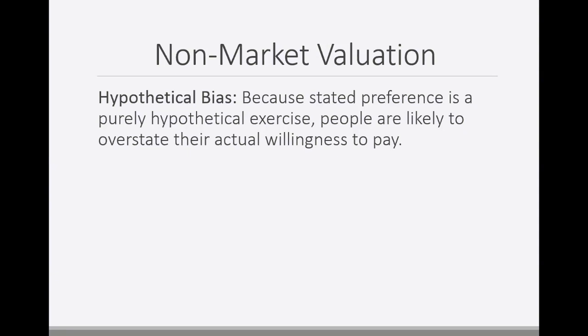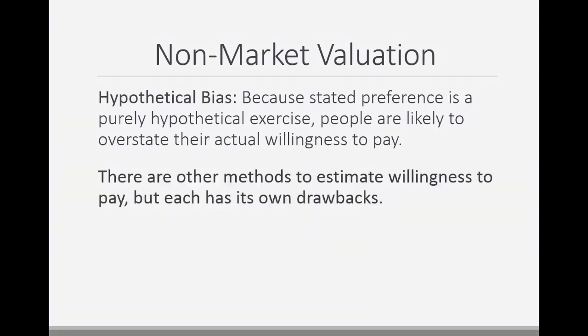But it is not perfect. It suffers from hypothetical bias. Hypothetical bias simply means that when people are asked their willingness to pay in a hypothetical situation, they tend to overestimate their actual willingness to pay. This means that $12 million we assign to the value of eliminating dust pollution is likely to overestimate the true value. There are other methods to estimate willingness to pay, each with its own drawbacks.